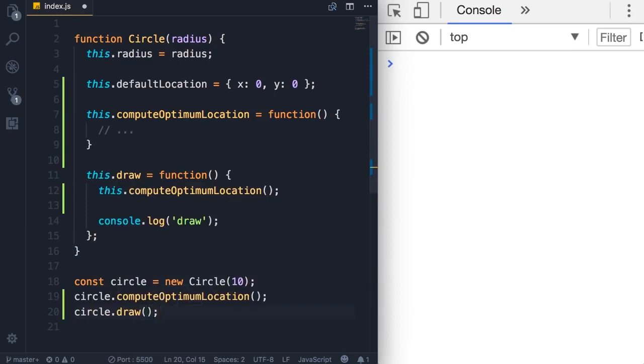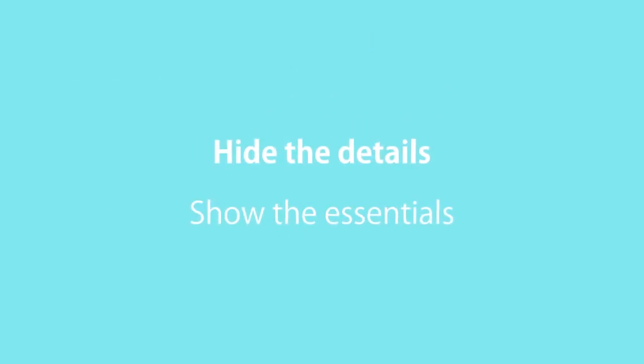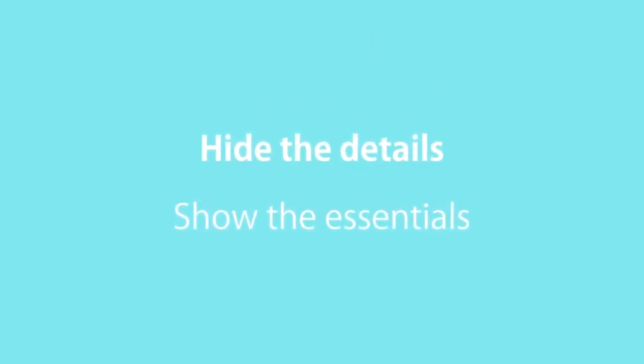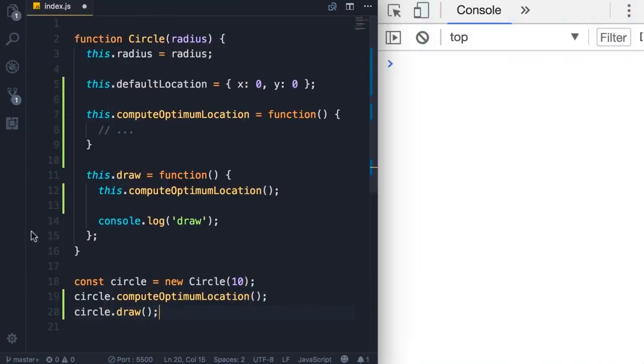So in object-oriented programming, we have this core concept called abstraction. Abstraction means we should hide the details and complexity and show or expose only the essentials. In this particular example, we should hide this property, defaultLocation, as well as this method. These are implementation details.